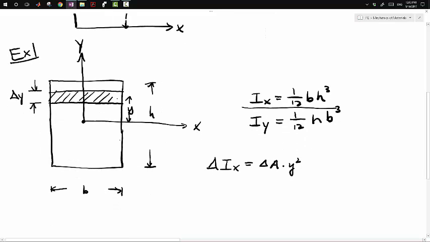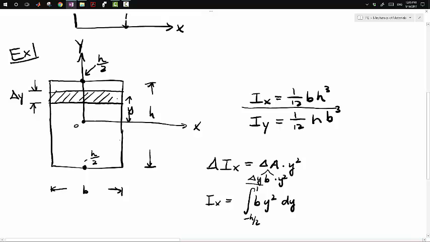So if we want to sum up all these pieces, we just have to put it into an integral. So my Ix is going to be the integral. Well, delta A can be further broken down to delta y times the base, so delta y times b, which is constant, times y squared. So I plug that into my integral: the base times y squared times my delta y, which becomes dy in my integral. And my limits of integration are going to be from y equals this point to y equals this point. Well, since my origin is right at the center, this point at the bottom should be negative height over 2, and this should be the height divided by 2. So that should be my two limits of integration, negative h over 2 to h over 2.